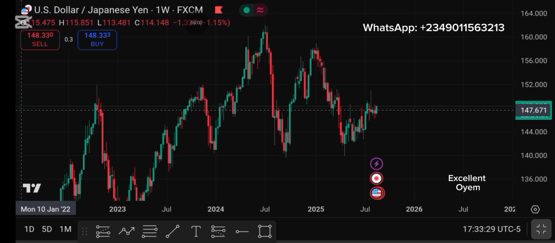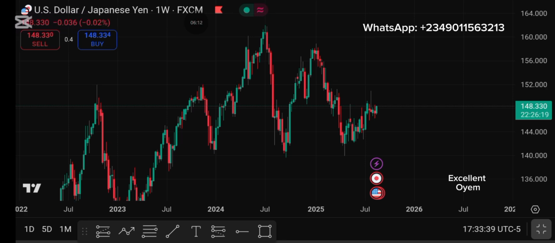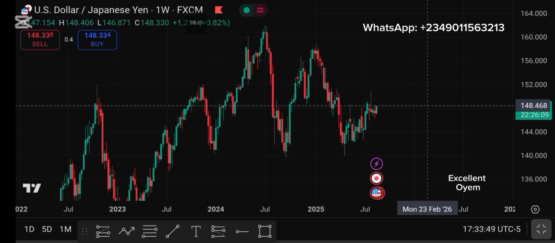This is how to draw support and resistance level. There are 3 steps here, and I'm going to be teaching you the 3 steps. Number 1, support and resistance levels can switch roles. If broken, this means a previous support can become a future resistance and vice versa. Yes, excellent.